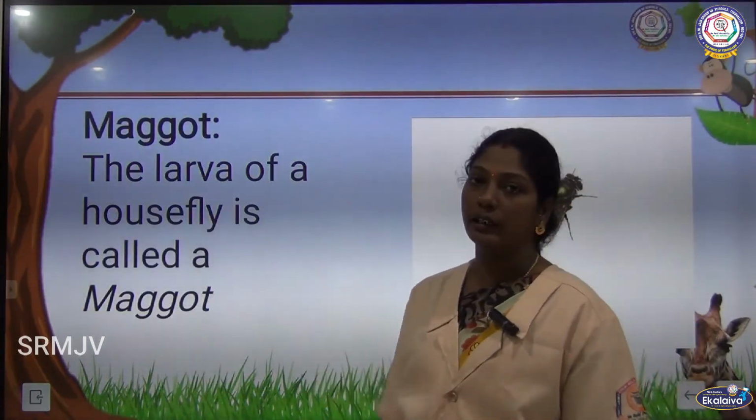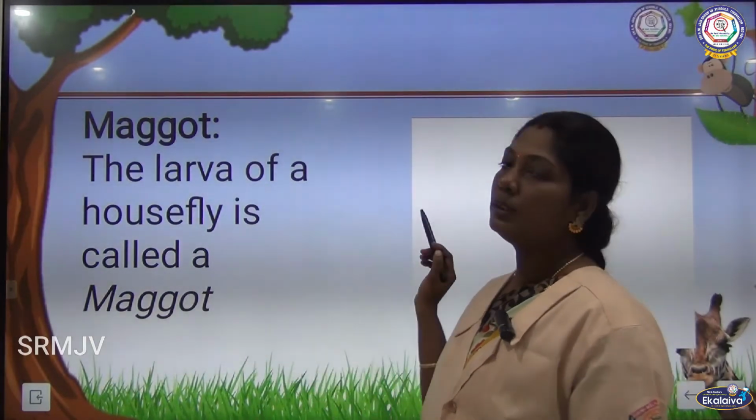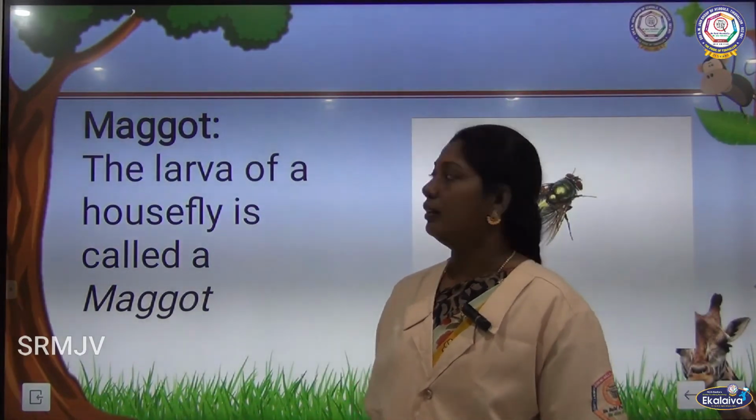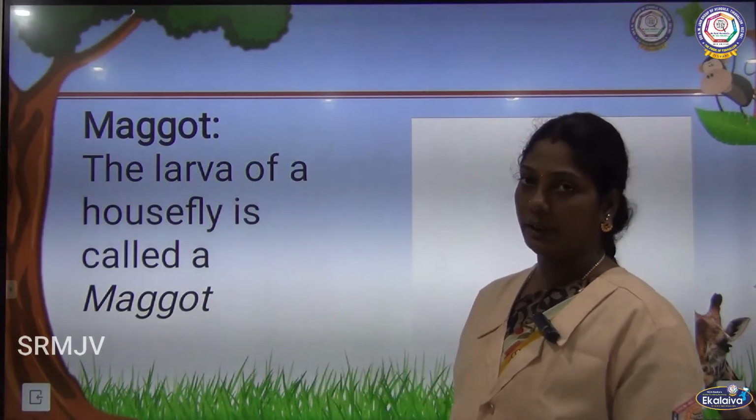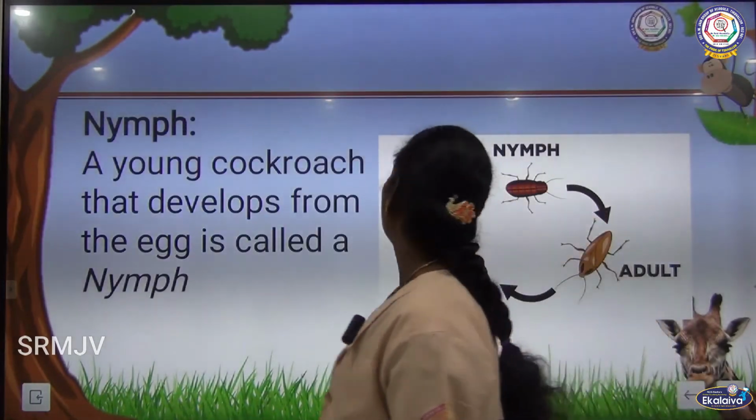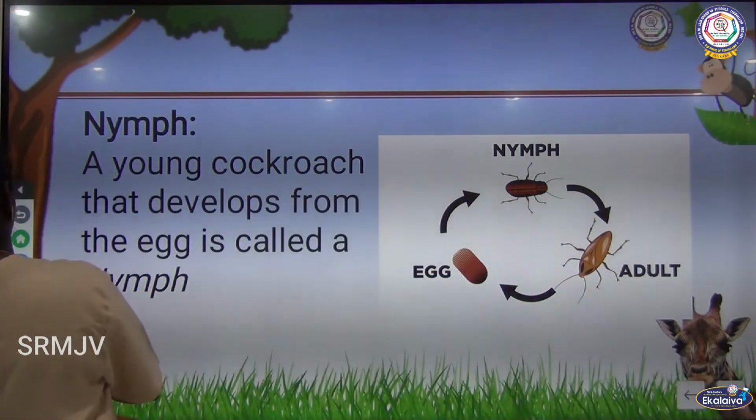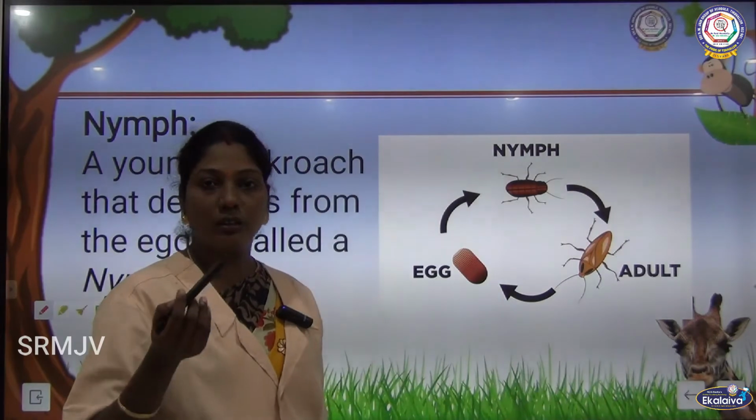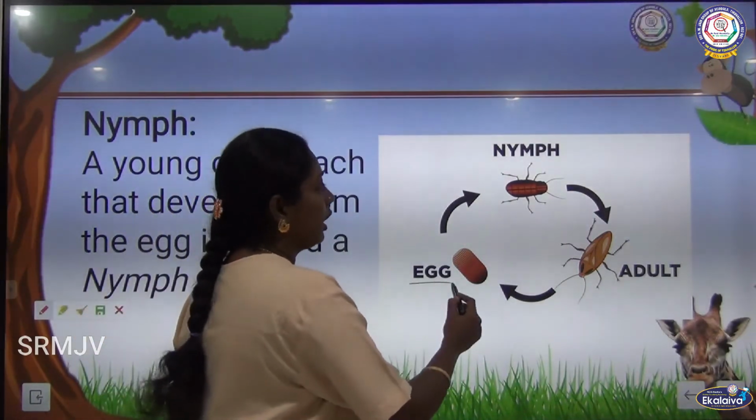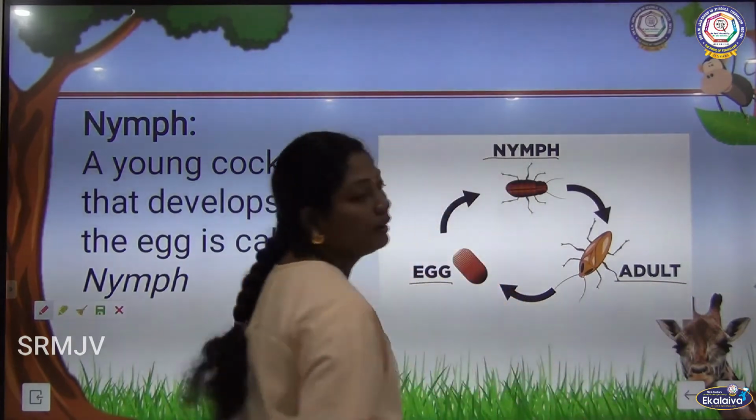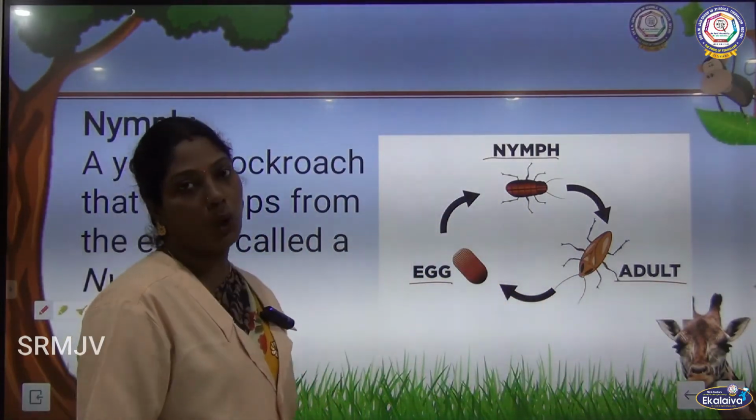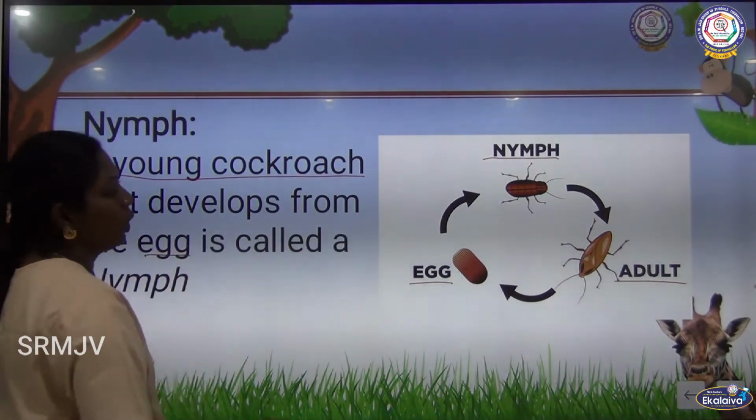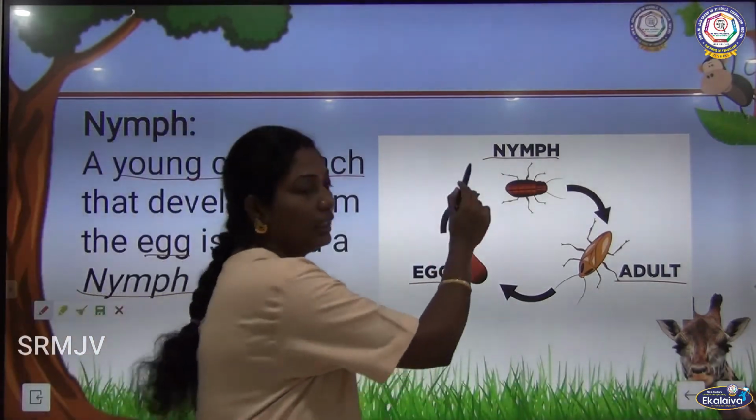Next we are going to see about the maggot. A housefly forms in 4 stages in its life cycle. The larva of a housefly is called a maggot. Insects like grasshoppers and cockroaches go through 3 stages of life cycle, from egg to nymph to an adult. The young cockroach that develops from the egg is called a nymph.